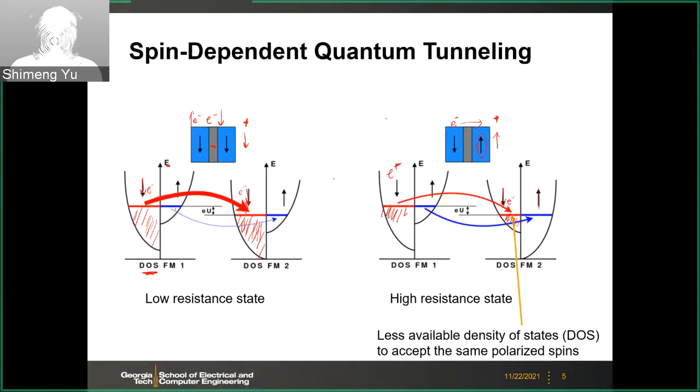So in the magnetic material, for the spin up and spin down, it's always like the spin up states will accept the spin up electrons, and spin down states will accept the spin down electrons. So this is the origin of this magnetic state dependent quantum tunneling, and you have the two different states. I don't require the detailed physics here, so this is just for your information.